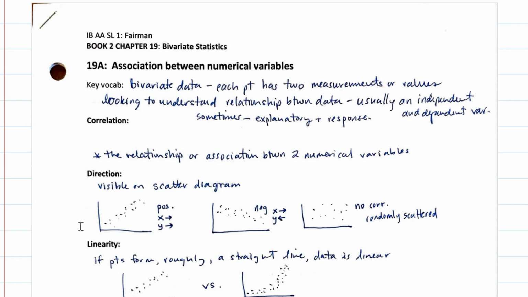So this is visible on a scatter diagram when you plot your points. If your points are increasing in a positive direction, as your x goes up, your y goes up, that's positive. If they are decreasing, that means that as your x increases, your y is going down. That's a negative direction. And no correlation would be, or no direction would be, that they are randomly scattered throughout.